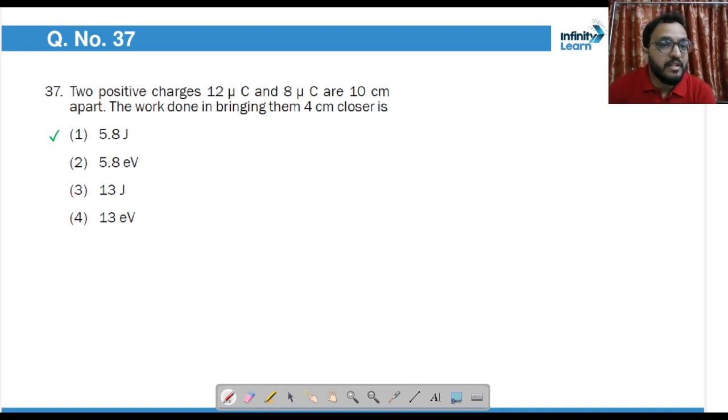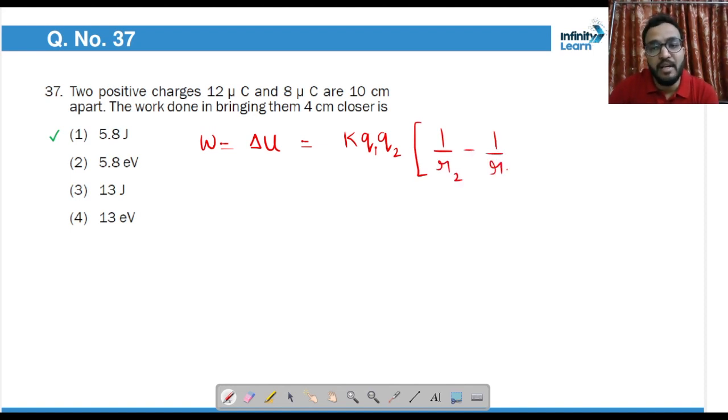Two positive charges are okay, fine. So initially they were at 10 centimeter, now they are brought closer. Work done is the change in potential energy. So it is K Q1 Q2 into 1 by R2 minus 1 by R1. That's all. So put the values.